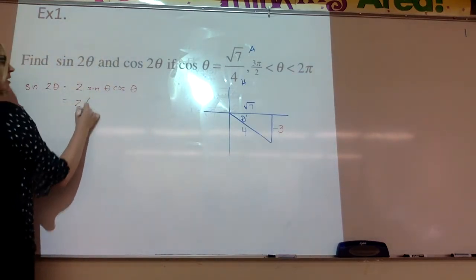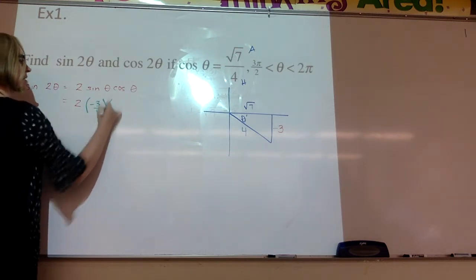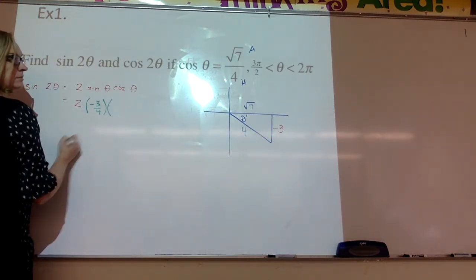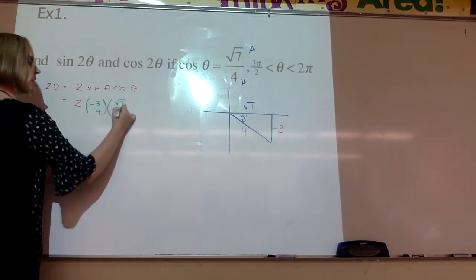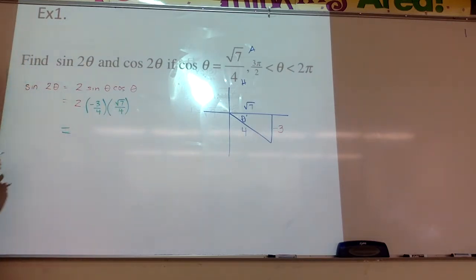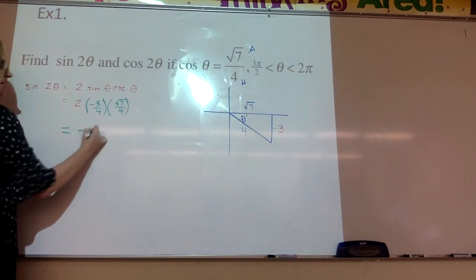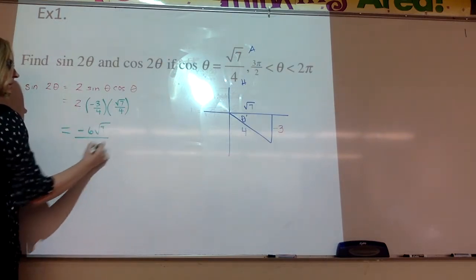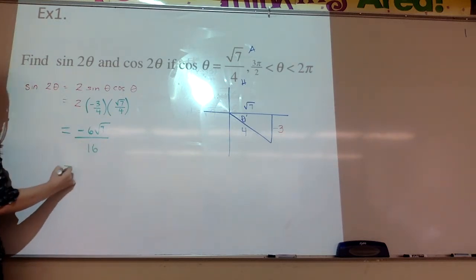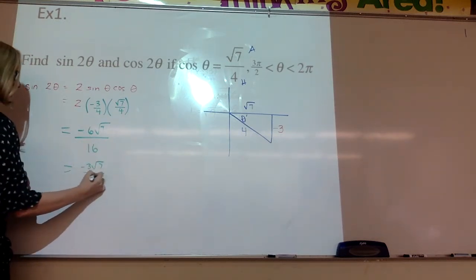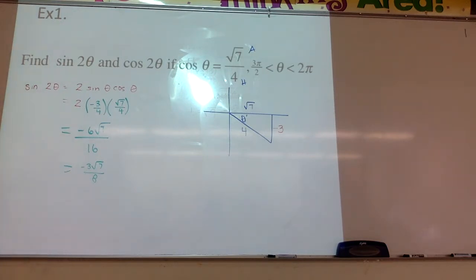Negative 3 over 4. And what is the cosine? Root 7 over 4. Then I just have to do my legal algebra to come up with my answer. Right, so I would end up with negative 6 root 7, all of which is over 16, and then reduce. Those look pretty easy, right? Yep. That's the final answer.